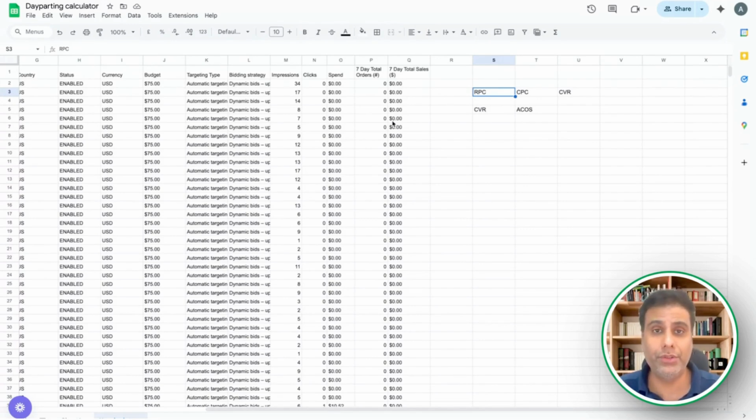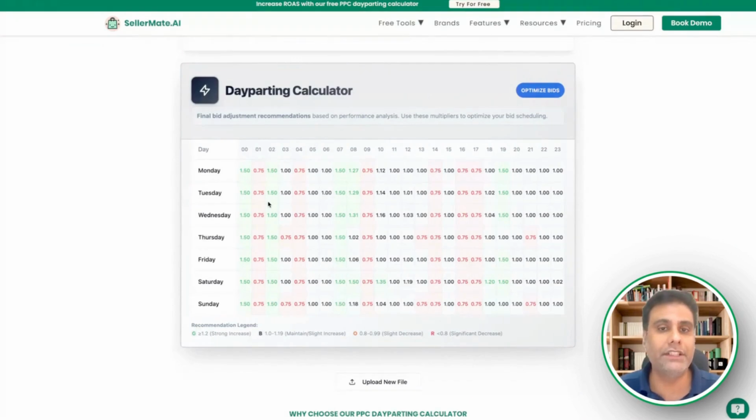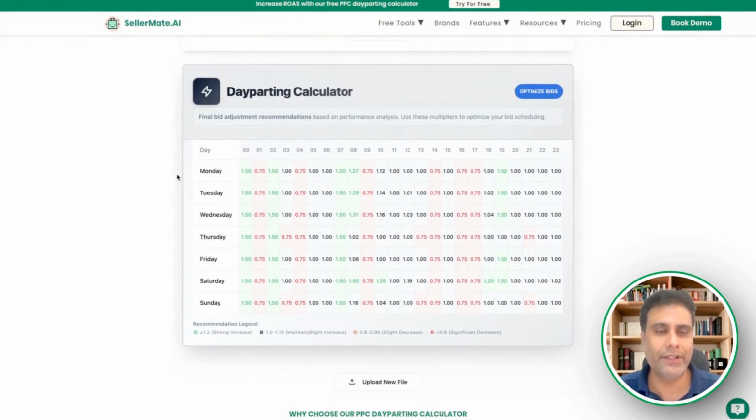You don't need to. You can look at our day parting calculator, which already takes into account a bunch of these algorithms before coming up with the strategy that we are recommending. And then you can use a tool to reduce or increase the bids based on different times of the day or different days of the week to get you the maximum returns that you are seeking.